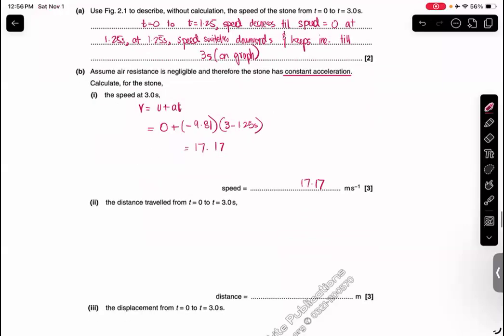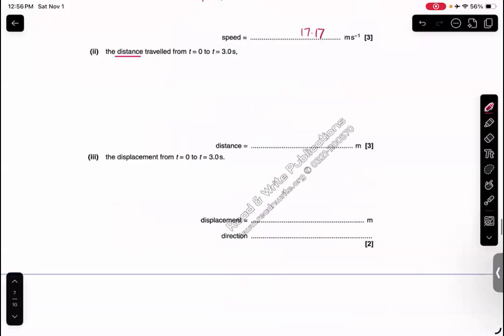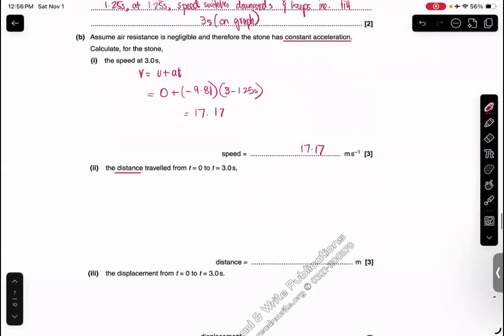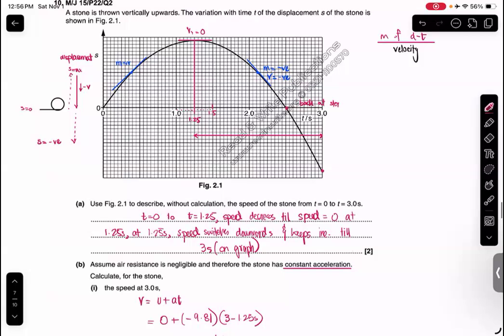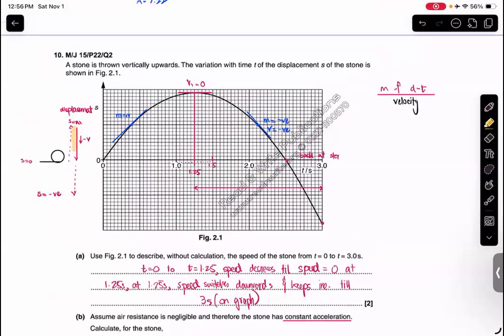Okay. Now calculate the distance traveled from t equals 0 to 3 seconds. They're asking you distance. Distance traveled. How do you calculate the distance traveled? Big problem. Total distance traveled. So that means all of this and then all of this distance as well. So you add both of the distances. How do you do that?